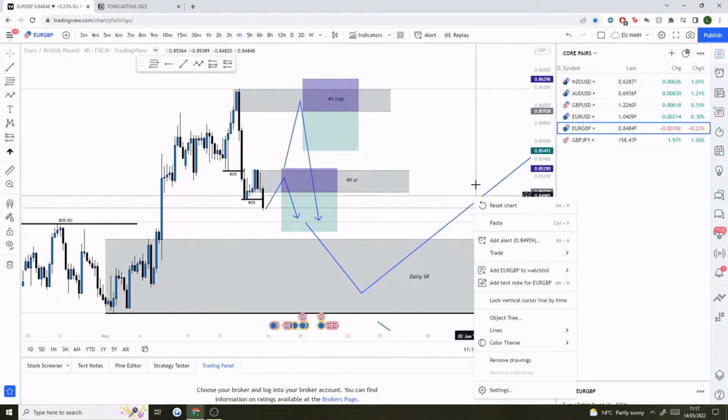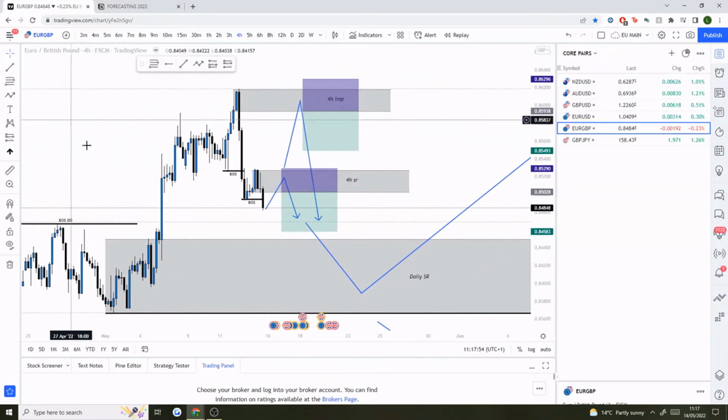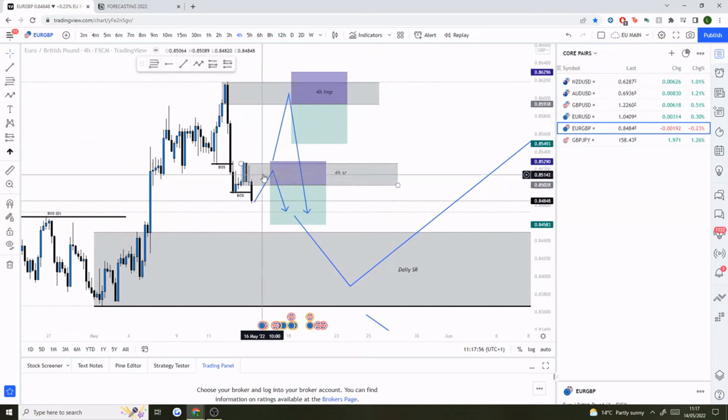So for me, what I'm looking for going into the start of the week, I'll look for price to retrace into here. I'll be happy to sell out of there, and then when we do get down here, if we start to see that bullish transition on the minute time frames, then I will take profit.